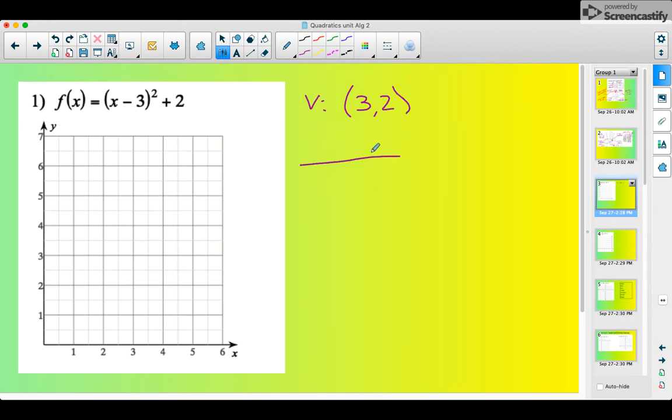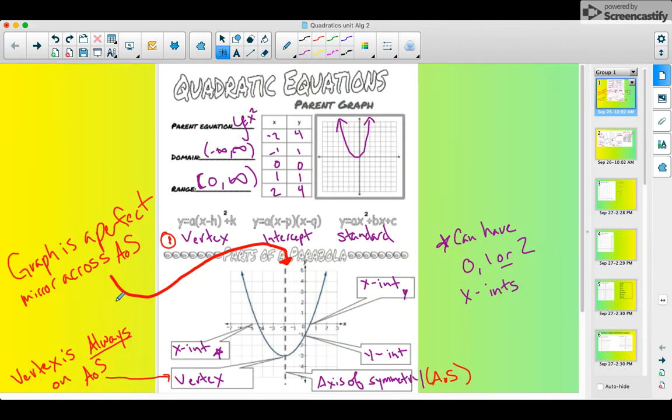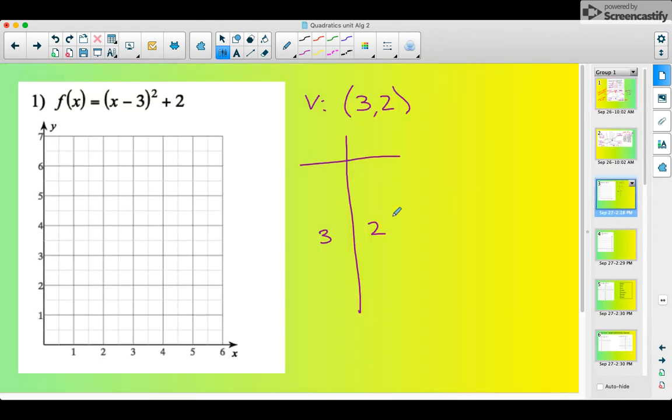Now when I graph these, I always like to graph using our vertex as the middle point, because we know from our notes from day 1 that the graph is a perfect mirror across the AOS, meaning that the vertex is exactly in the middle of my mirroring. So by putting it in the middle of my table, whatever I get over here and whatever I get over here should be exactly the same.